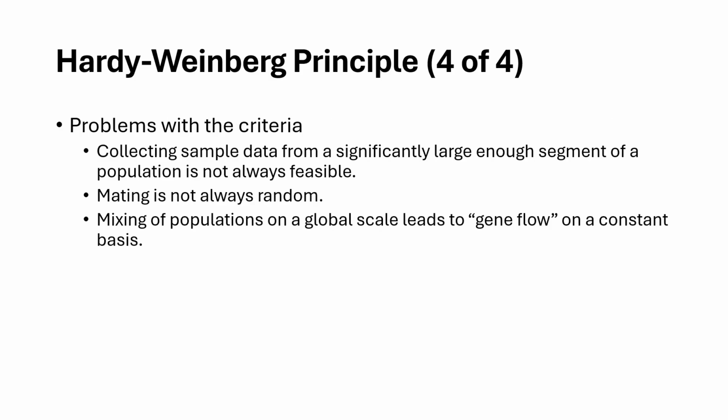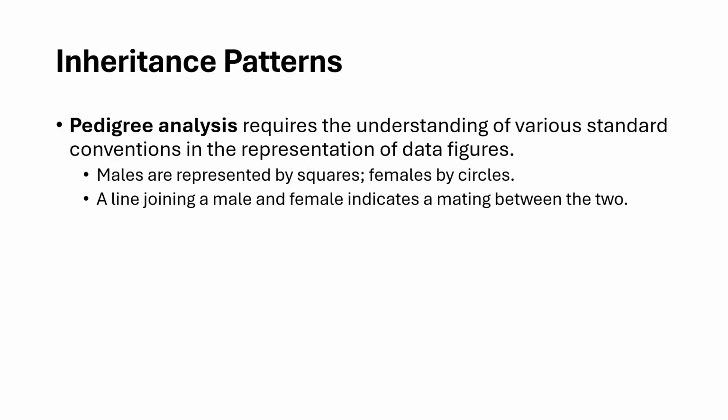Some problems with the Hardy-Weinberg criteria. Collecting sample data from a significantly large enough segment of a population is just not always feasible. Mating is not always random in natural populations. And mixing of populations on a global scale can lead to gene flow on a constant basis, which can affect allele frequencies across the populations.